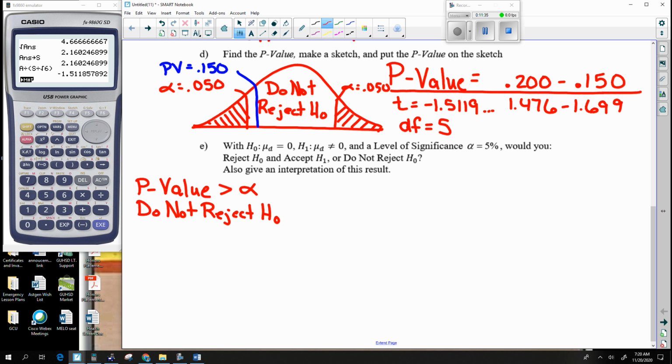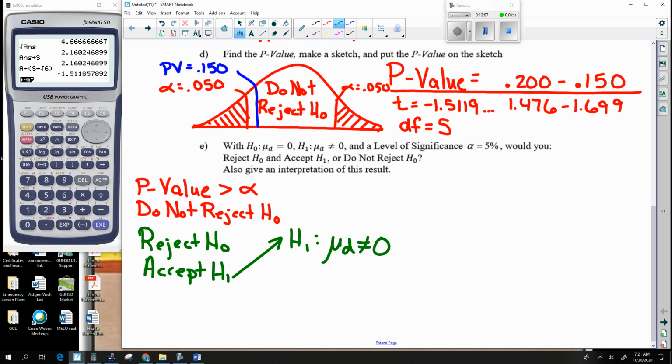I don't know if we've done a problem like this before. So in essence, we do not reject H naught. We're not quite accepting H naught, but we just can't prove the other thing. In the world where we reject H naught, we accept H1, and that's the next step. H1 would be mu of D is not equal to 0, x1 minus x2 is not equal to 0, x1 is not equal to x2. That's what we would do in that situation.